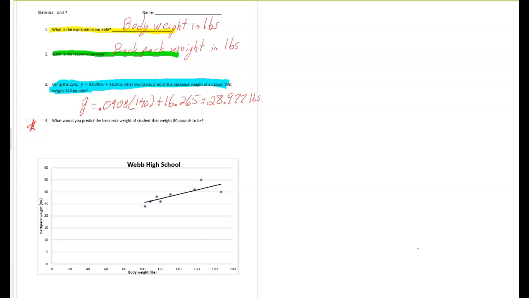And the last question here, what would you predict the backpack weight of a student that weighs 80 pounds? And the goal here is, if you look at this particular problem, the x values vary from roughly about 100 pounds to about a little over 180 pounds. So if someone weighs 80 pounds, this is called extrapolation. And we talked about in class that we do not want to extrapolate. I would say this is extrapolation.